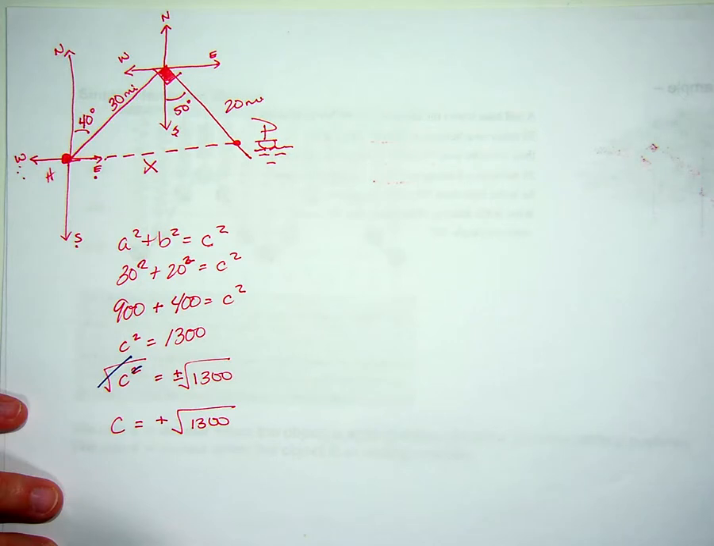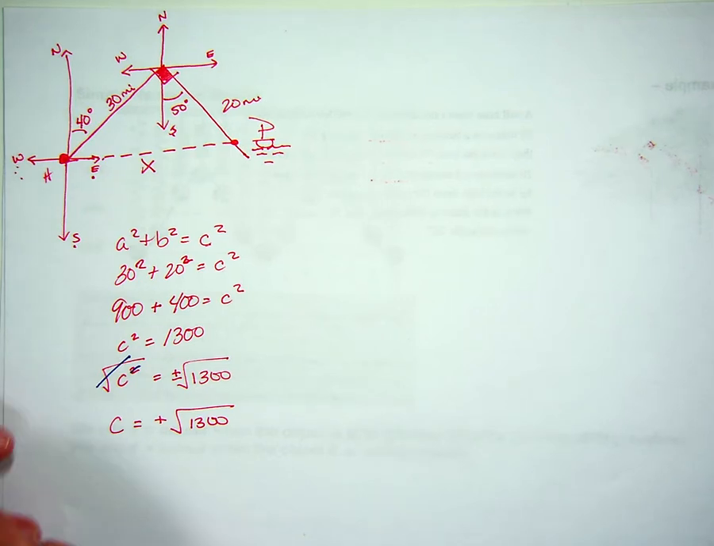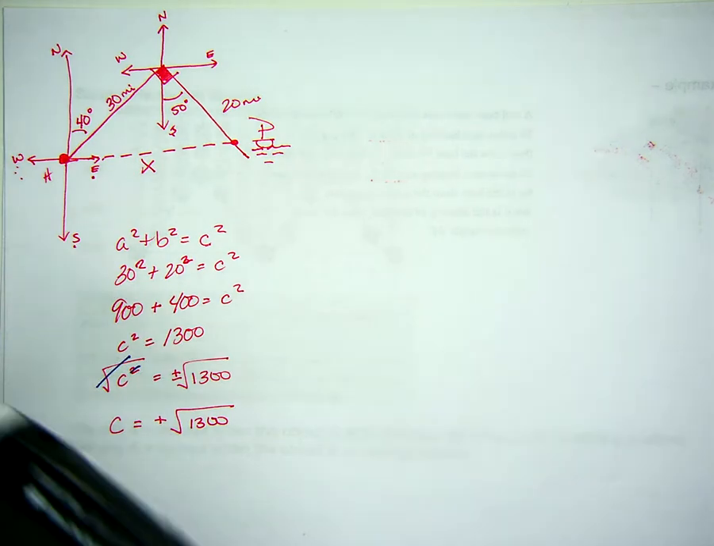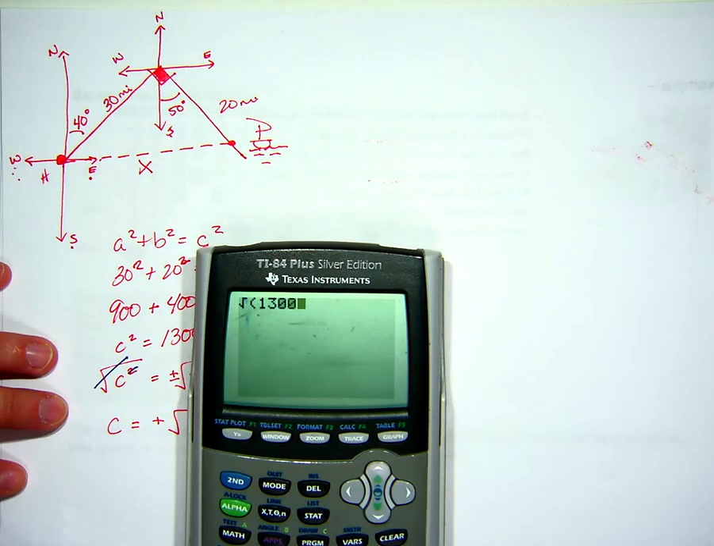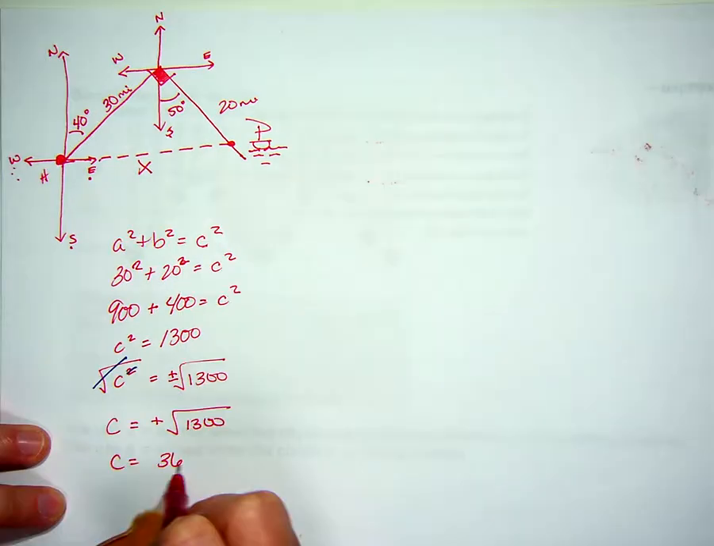Alright, well, we usually don't say, oh, yes, I travel square root of 1300 miles to work. No, we don't say that. So we're going to take this number, and we're going to figure out what it is on our calculator by doing the square root so that we can get a more tangible value. Square root of 1300. So that's 36.06 miles. This is the distance between the boat and the harbor.